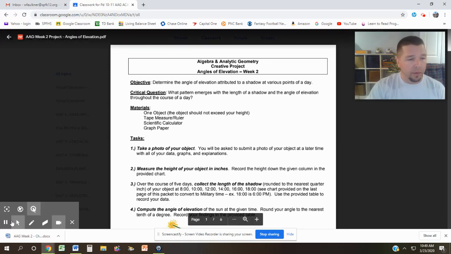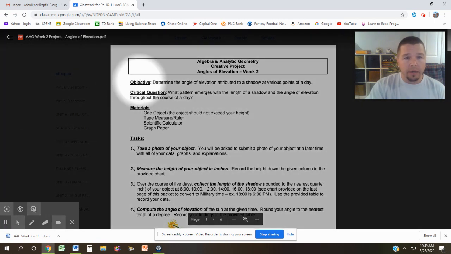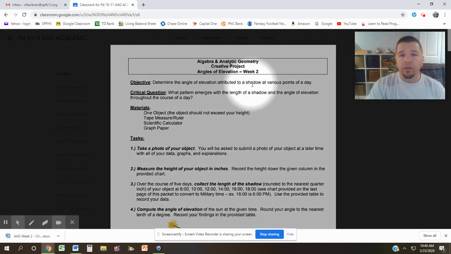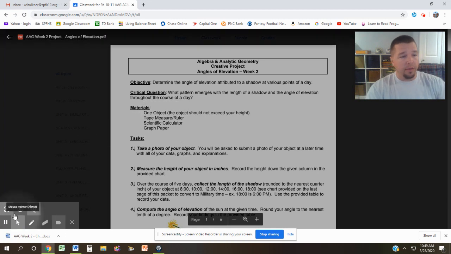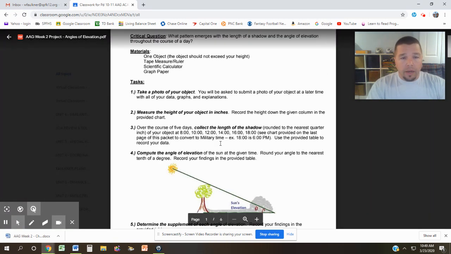All right, so real quick, here we go. So the first thing I'd like you to do is take a look here. All right, our objective is to determine the angle of elevation attributed to a shadow at various points in the day. So what are we going to need? You're going to need your object. Like I said, I'm actually going to do 2 graphs. I'm going to measure the shadows of each of my children. So you're going to need a tape measure, a calculator, scientific calculator of some sort, and graph paper, which is included in this document.